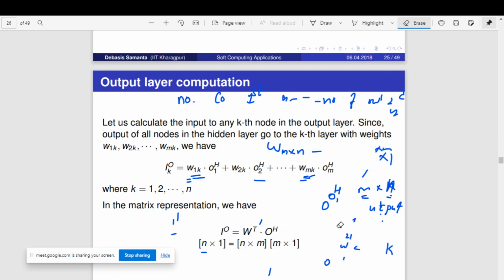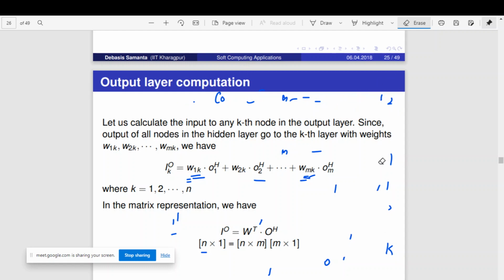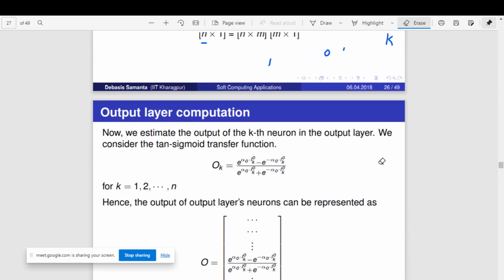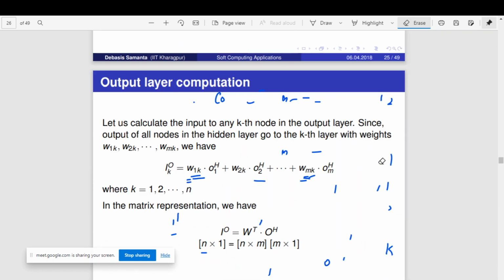Okay. So this is how, mathematically, the input to the output layer is represented. Next, this is only the input to the output layer. We should also calculate the output from the output layer.